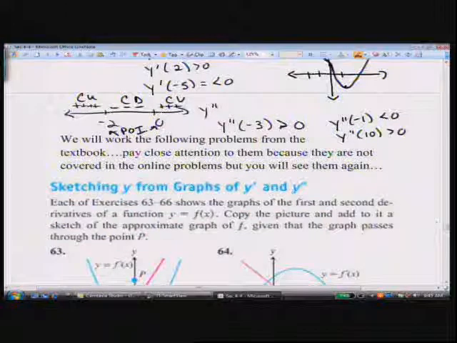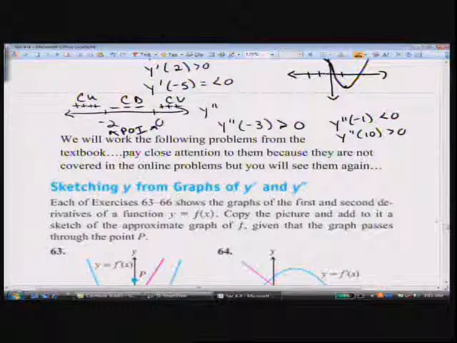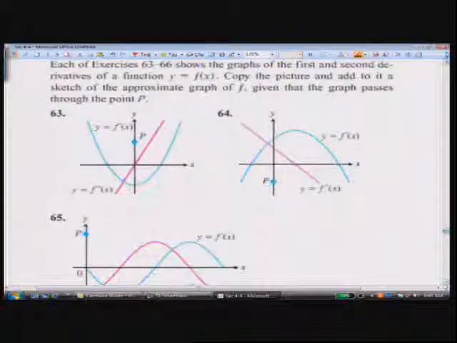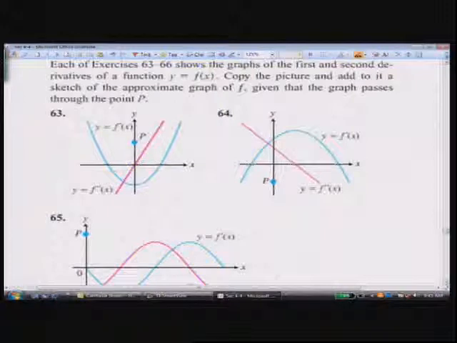Okay, and we will work the following problems from the textbook. Pay close attention to them because they are not covered on the online problems, but you will see them again. I like these problems. All right, so here's the first and second derivative of the function, and you have to copy the picture and add it to a sketch of the approximate graph of f, given the graph passes through the point P. So basically what I want you to do is I'm giving you first and second derivative. You have to graph the original function.